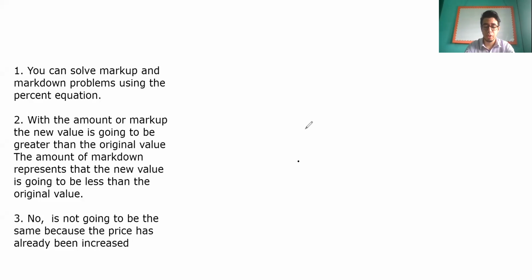They are not asking you about any percent, so you don't need to do anything else but a subtraction. You have $4.32 minus $4. This is the only thing you need to do, and you find that the tax is going to be $0.32. So this is the tax.